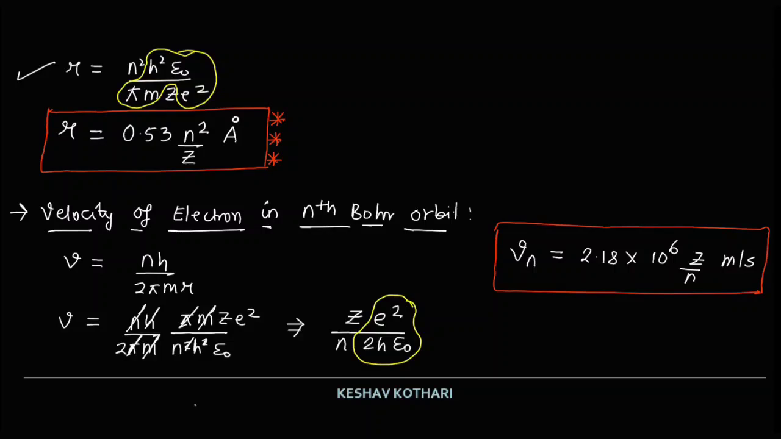So using the expressions for the radius and velocity, we are evaluating many other expressions. The first thing that we are going to calculate is the value of angular velocity for electron in nth Bohr orbit.